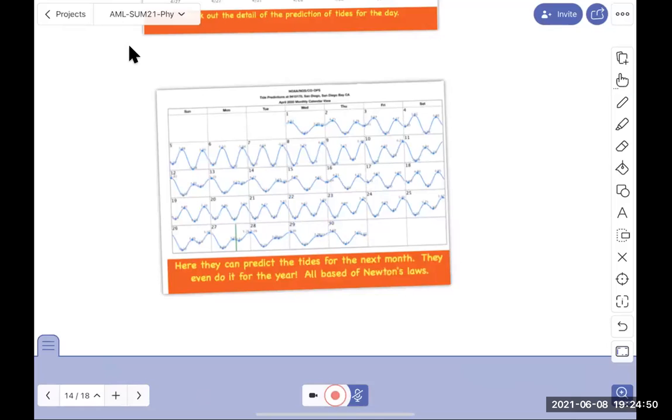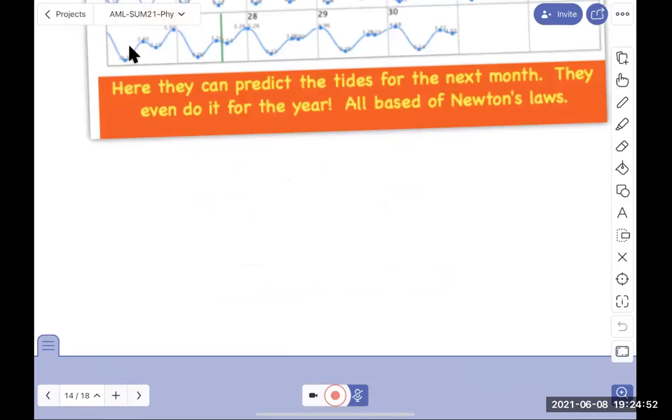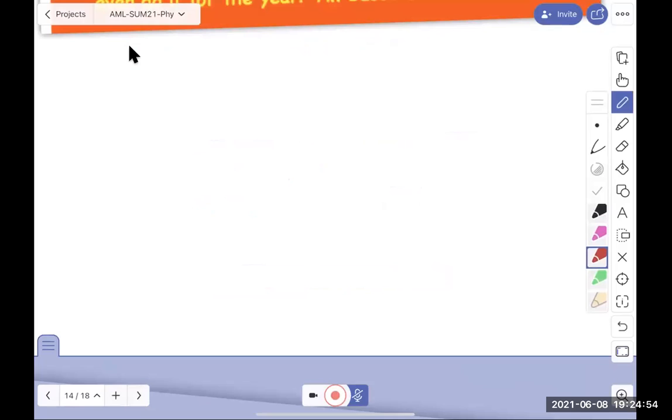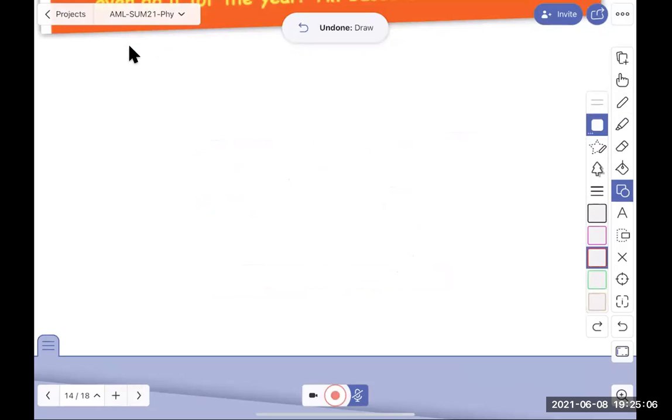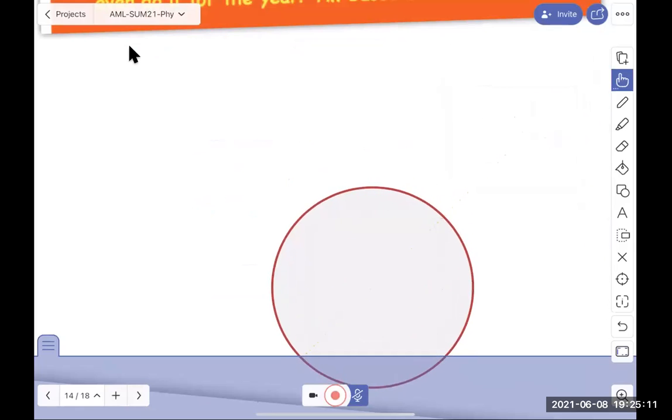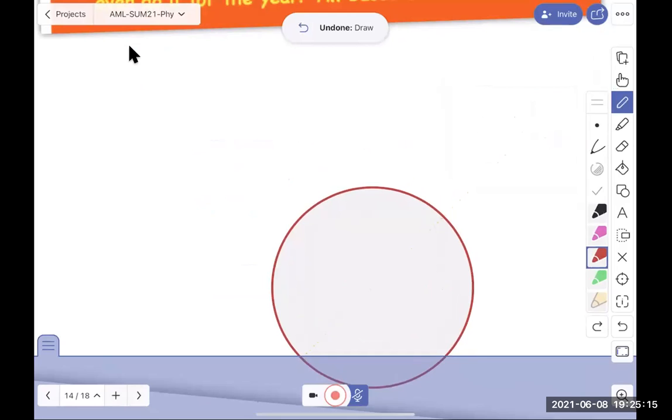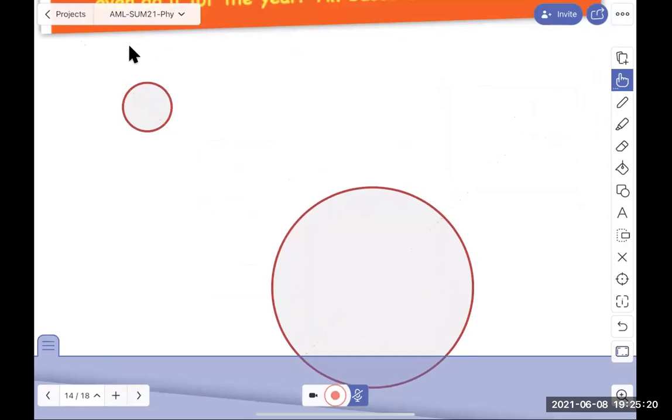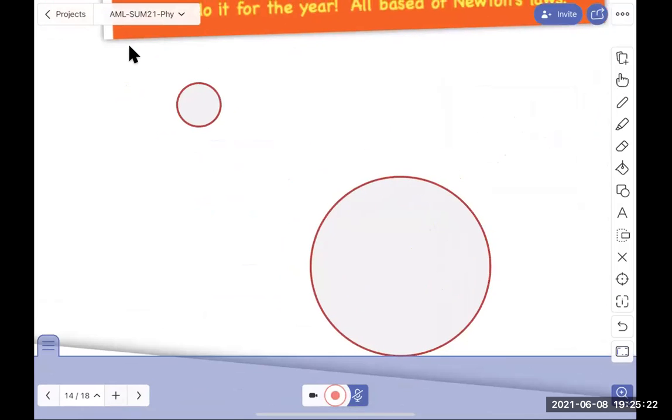Let me do this. Let's draw a quick Earth-Moon system. I'm a terrible drawer when I have to draw. Okay, hold on a minute. Let's do it this way. So I have the Earth, and the moon. Say the moon is here. All right, Earth, moon. That's pretty close. Of course, the moon's a lot further away than that.